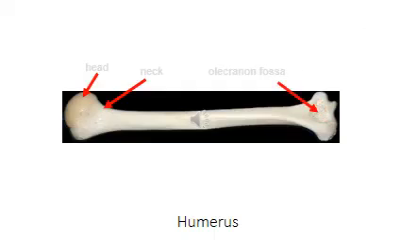This is the humerus, the bone of the arm. It has an upper end, which consists of head, neck, and two tubercles, and a lower end, and in between we have the shaft.